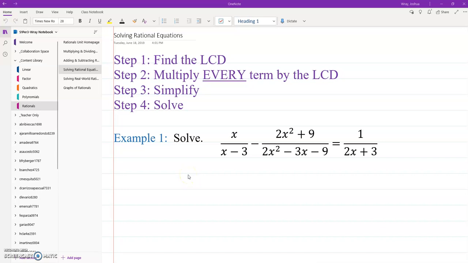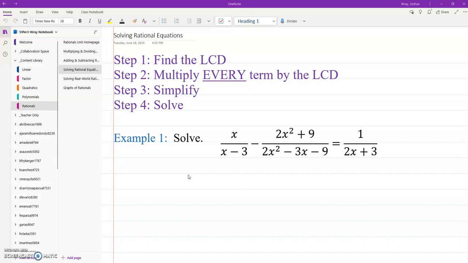Back at it again. We have a lesson today on solving rational equations. Just a quick reminder, a rational is a fraction, and more specifically in this unit, it's a fraction that has a polynomial on top and a polynomial on the bottom. So leading up to now, we've multiplied them together, we've divided them, we've added them, we've subtracted them, and today we are solving equations that have rationals in them.